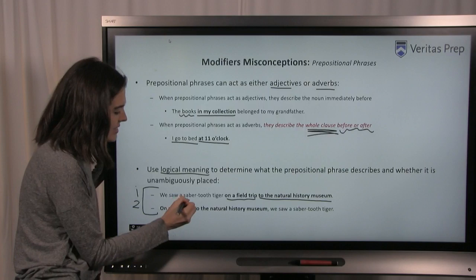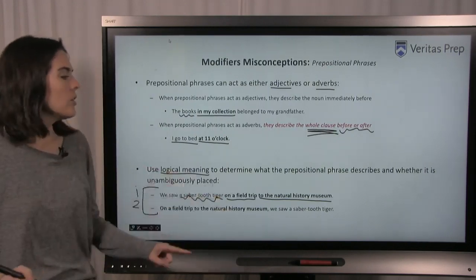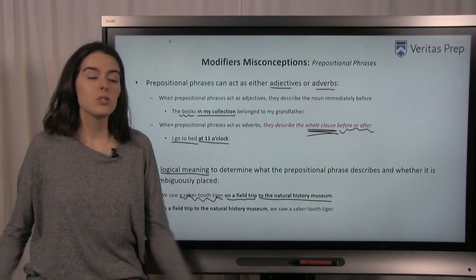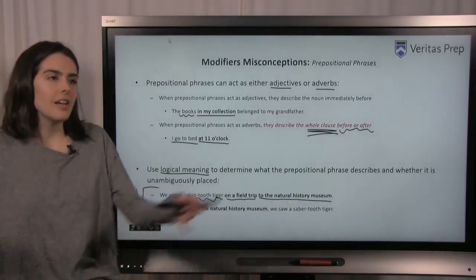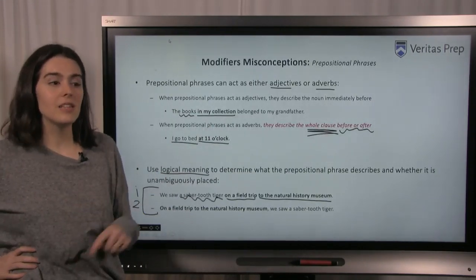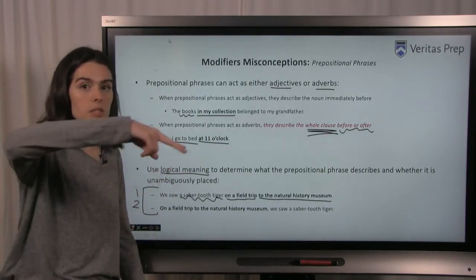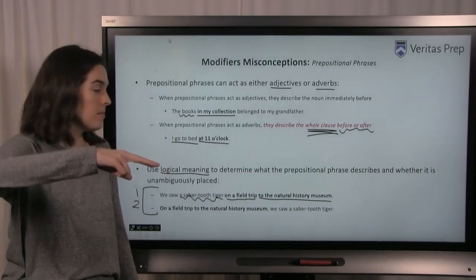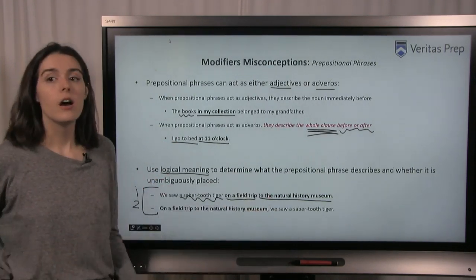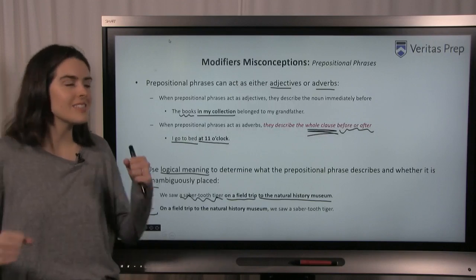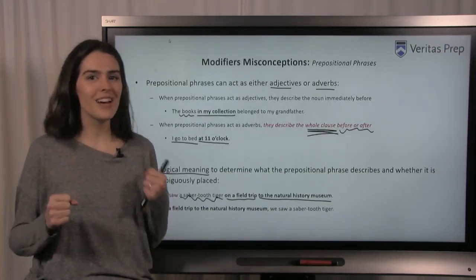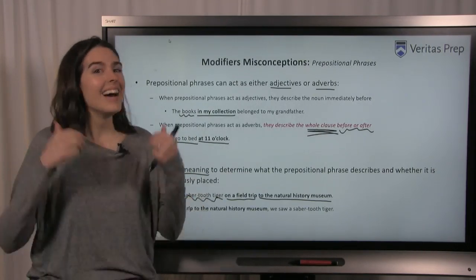Or is it the saber-toothed tiger who's on a field trip? So we're standing in New York, hanging out, looking around. And then we see, going up the steps into the Natural History Museum, a saber-toothed tiger on a field trip. A bunch of tigers going to the museum, gonna learn about their heritage, right?